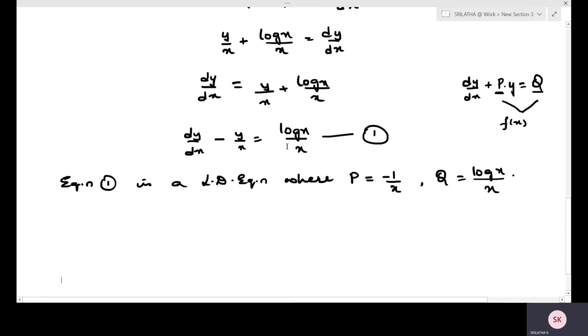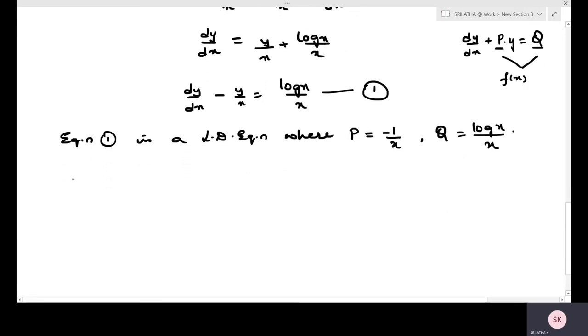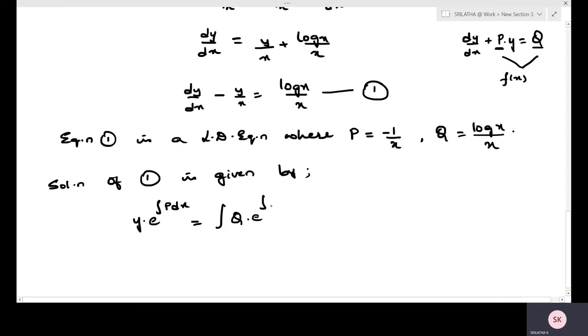Okay, now I have to find the solution of this equation. So as already derived, I'll write the solution of the equation. So solution of equation number 1 is given by, okay, so what was the solution? Can anybody remember what is the solution? Yes, it is y into e to the power of integral p dx is equal to integration of q into e to the power of integral p dx plus c. Okay, I'll take this as equation number 2.